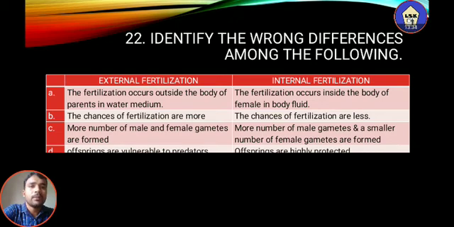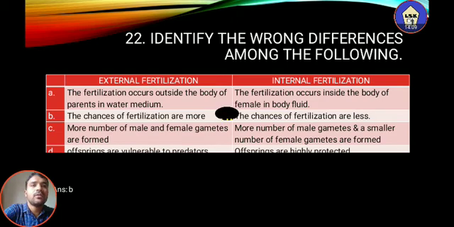Matching B: the chances of fertilization are more in external fertilization. Is it true? The chances of fertilization are less. Most of the gametes may be destroyed by predators or due to some other factors. And in case of internal fertilization, the chance of fertilization is more. So it should be reversed. So option B should be the right answer because there is a wrong difference. Option B is the right answer. The remaining matchings are given perfectly.